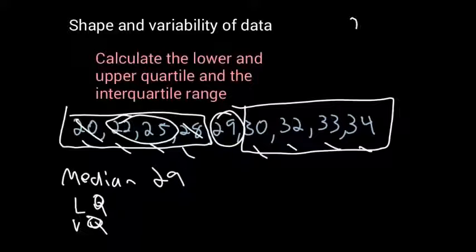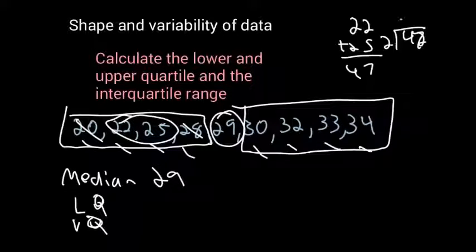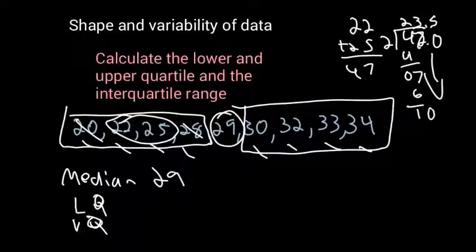of those. So 22 plus 25 would be 47. Divide that by 2. 2 goes in 2 times, which is 4. 2 goes into 7 3 times, which is 6. Subtract, you get 1. Since I got 1 left over, I know I'm going to have a decimal of 0.5. Just to show you that, 2 goes into 10 5 times. So 23.5 is our lower quartile.